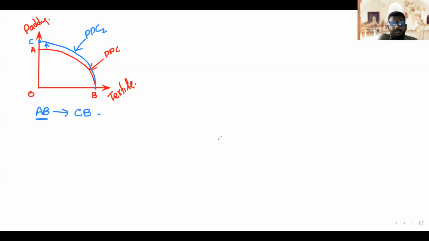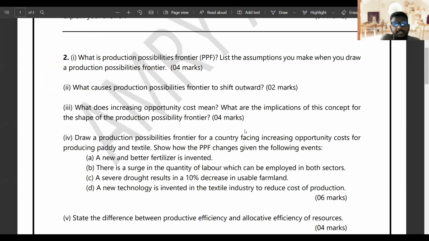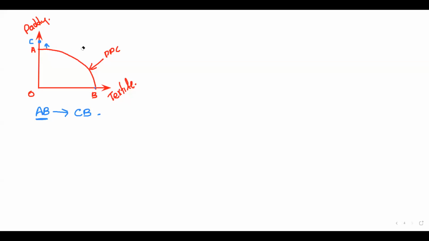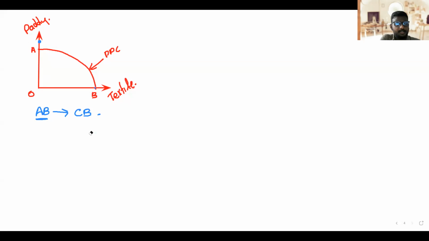Right. We'll look at the next one. What is the situation? There is a surge in the quantity of labor which can be employed in both sectors. So you see here, when they say there is a surge in the quantity of labor which can be employed in both sectors, what will happen to the PPC? Shift outward on both sides. I think Hani, there's an issue with your connection. I can't hear you clearly.